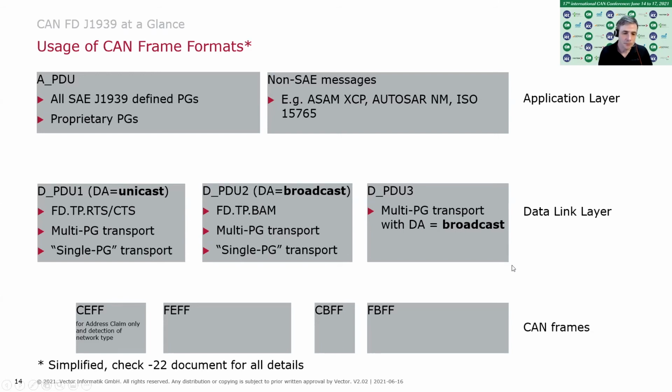Now you can see that all of those data link PDUs support the multi-PG transport. So they can all take advantage of packing multiple application PDUs inside the payload and transferring them. And then the DPDU1 is also capable of handling the RTS-CTS transport protocol. The DPDU2 is only capable of handling the BAM, since this is broadcast.